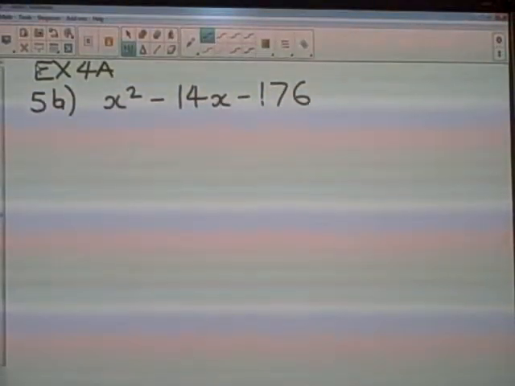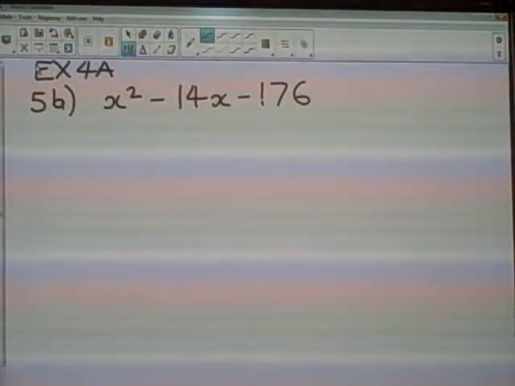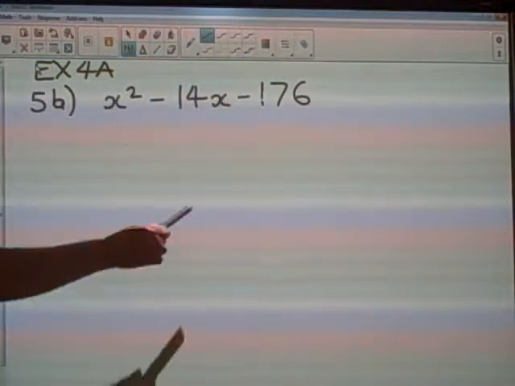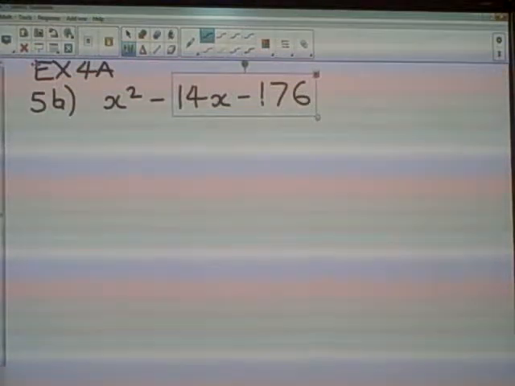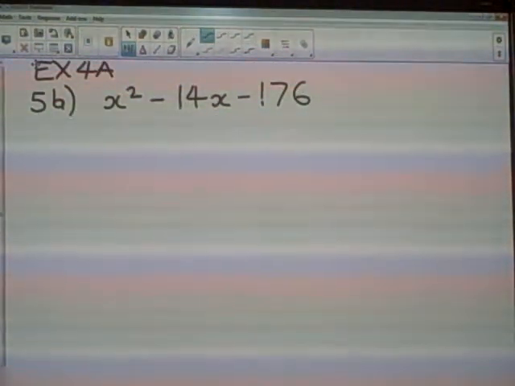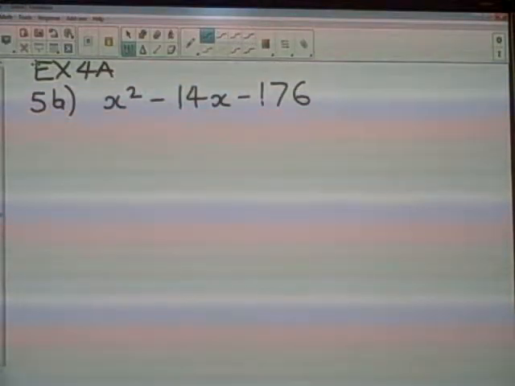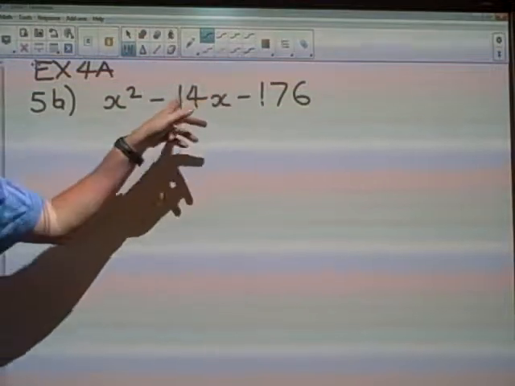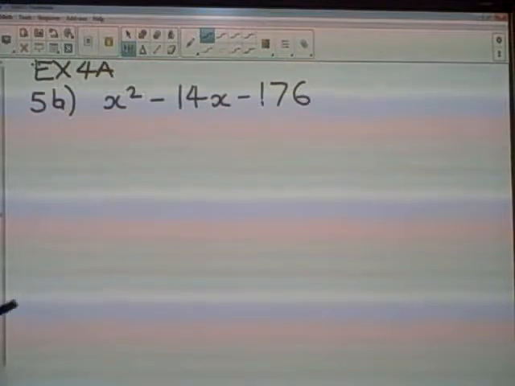Now on this question we're asked to complete the square and then factor. Now the reason we're asked to factor straight away is because 176 is a pretty big number actually, and trying to find two terms that multiply to make that might be very difficult. And even if we could, we might still not be able to find two numbers then that subtract to make negative 14. So we're going to use a slightly different method.